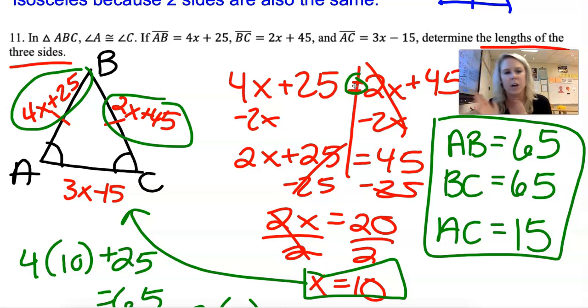Thanks for watching this video on isosceles triangles. If you have any questions, please let me know. But remember, isosceles triangles, two sides are the same, base angles are the same, vertex at the top, draw a picture to help you out. Now you can practice. Thanks for watching.